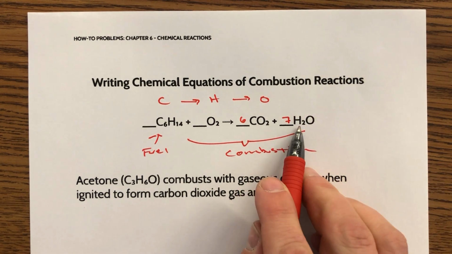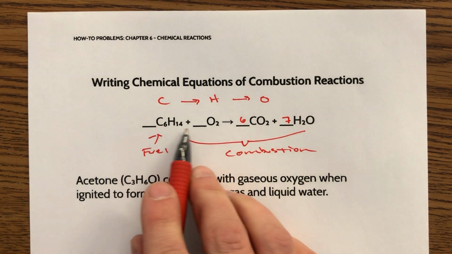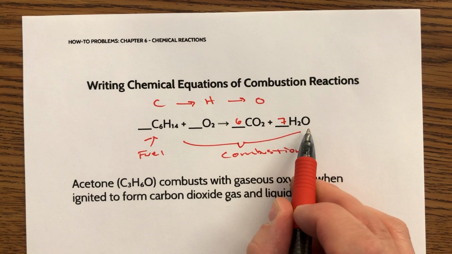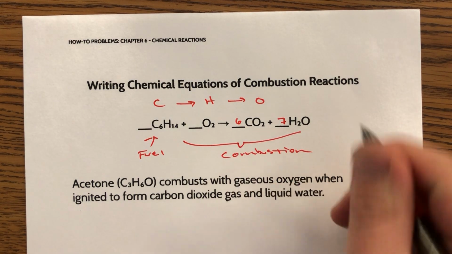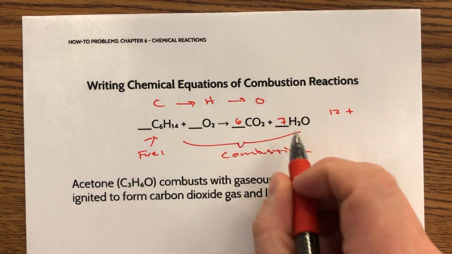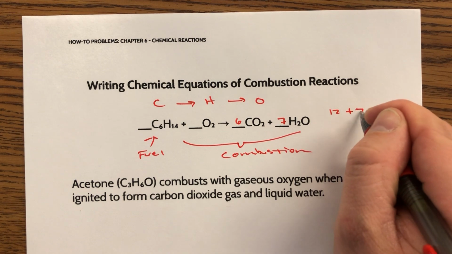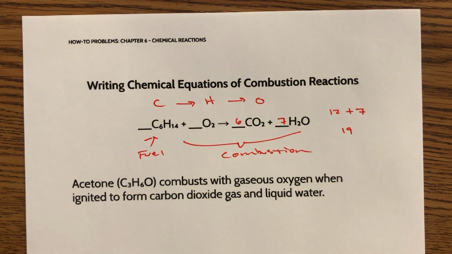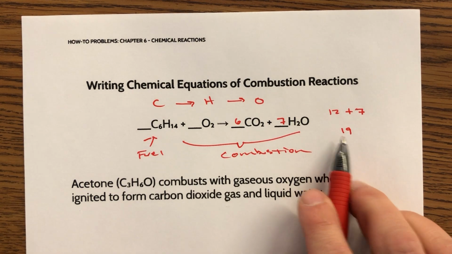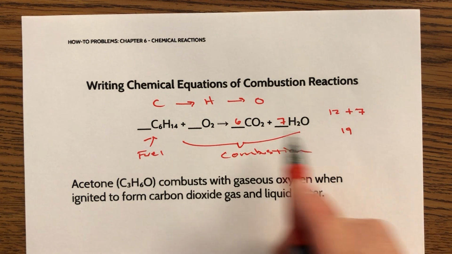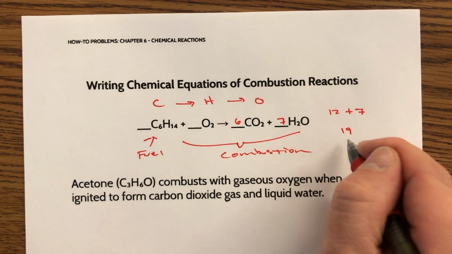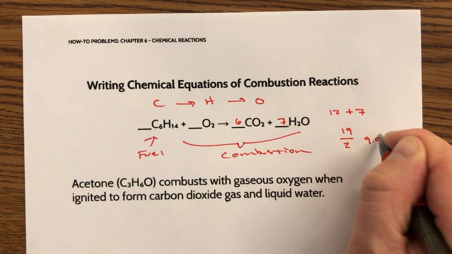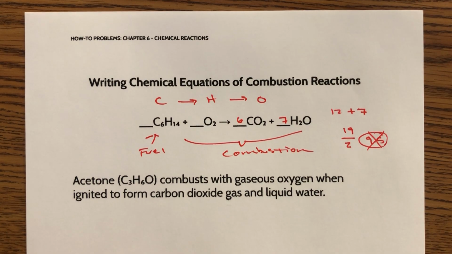So we're going to have 14 over here, and we're going to have 6 over here because we're going to balance this out. Then we add up the oxygens on the product side. So we have 12 plus 7, and that's going to give us 19. Okay, and that's going to be a hard number to work with. We can't divide this by 2 because oxygen is a diatomic molecule. If we divide 19 by 2, it's going to be 9.5, and we cannot have that. It's not going to work.